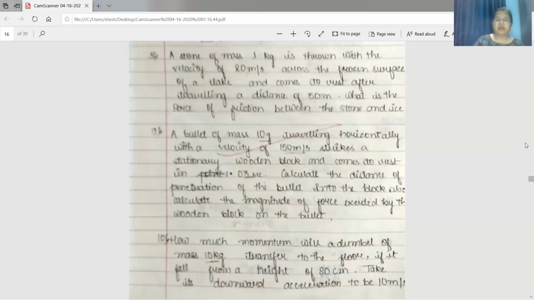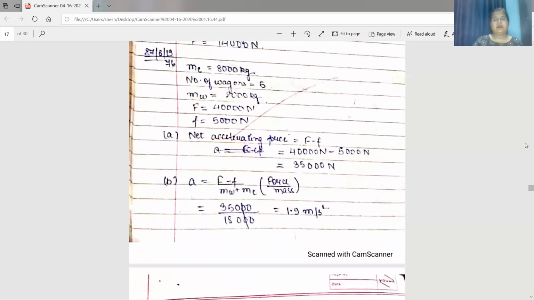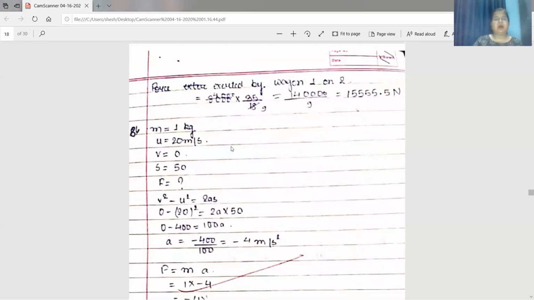Now let us solve it. See the solution. Mass is given as 1 kg. Initial velocity is 20 meter per second. Final velocity is 0. Distance covered is 50 meter. You are asked to find out F.